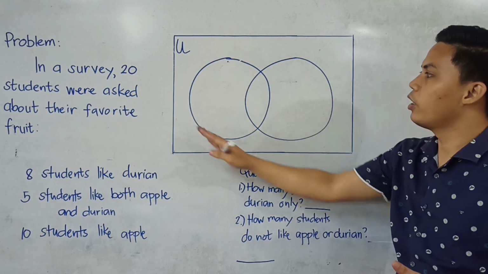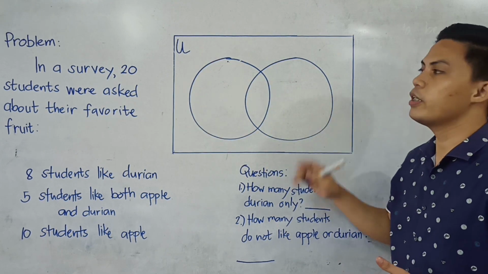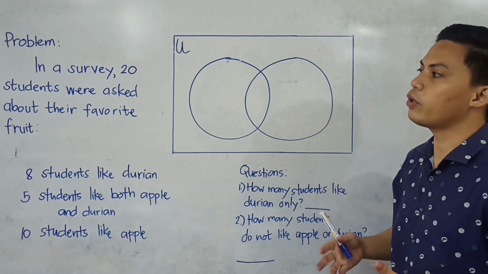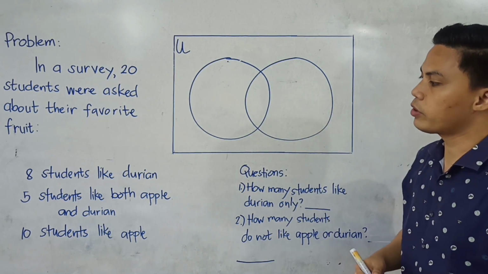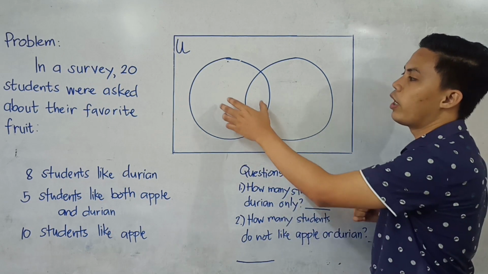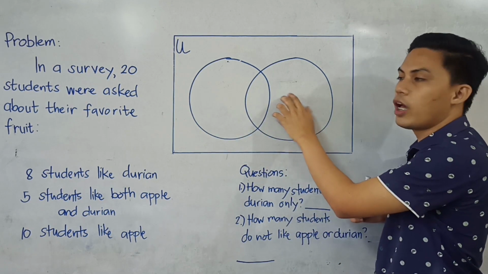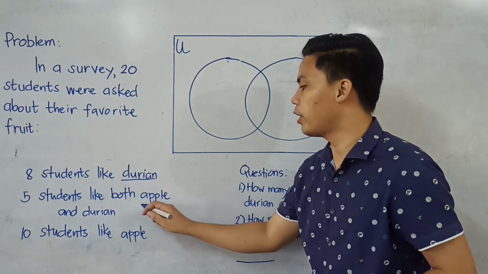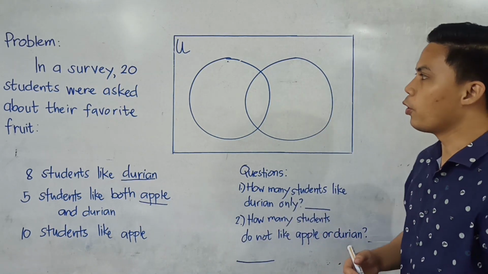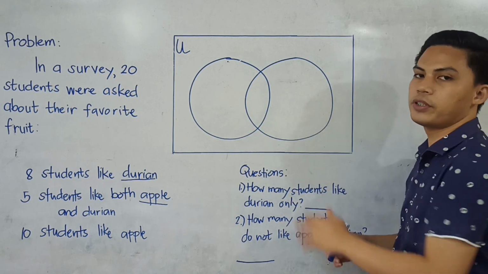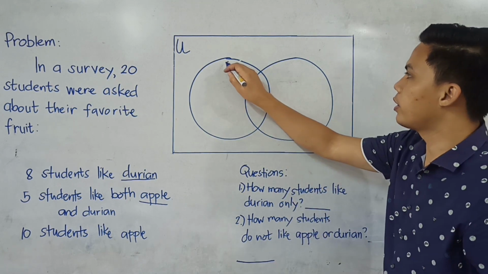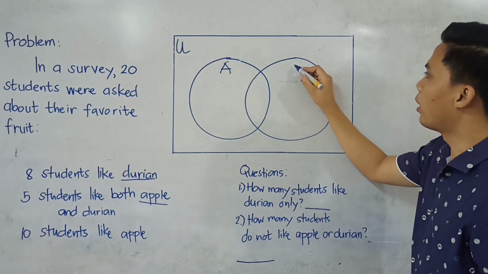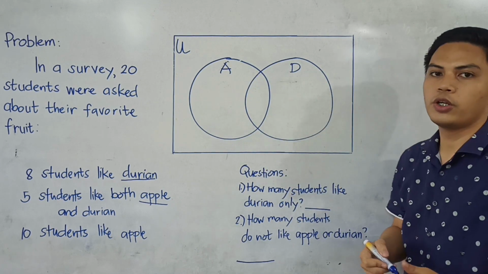So again, naka-draw na agad yung Venn diagram natin. So we have the universal set sa rectangle natin. And since we are talking about 2 informations or 2 sets, so we have 2 circles na overlapping. Yung fruit na pinag-uusapan natin are durian and apple. So we're going to name the sets after their first letter. So let us say this is set A for apple and set D for durian.